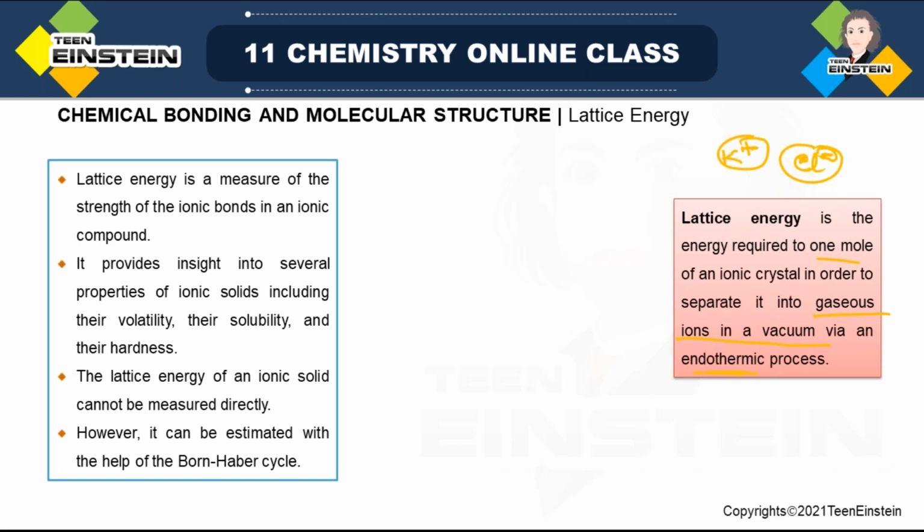So maybe you have two different compounds, both are ionic, but in one case you are supplying more energy, in the other case you are supplying less energy. That means the first system has a stronger ionic bond compared to the second case. So that is why it is mentioned here: it is a measure of strength of ionic bond. So if lattice energy is high, strength of ionic bond is also high.